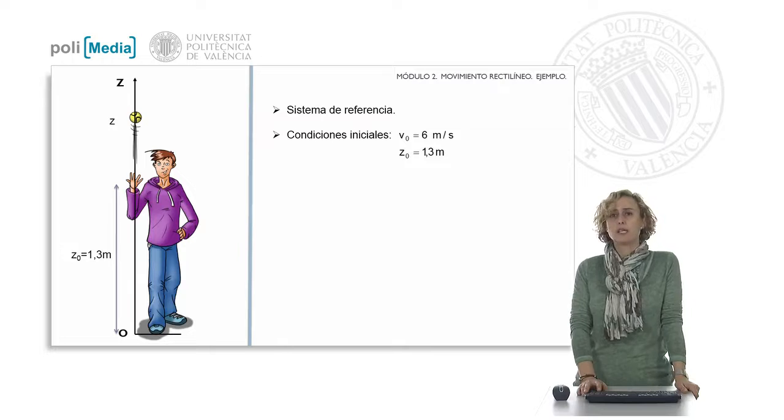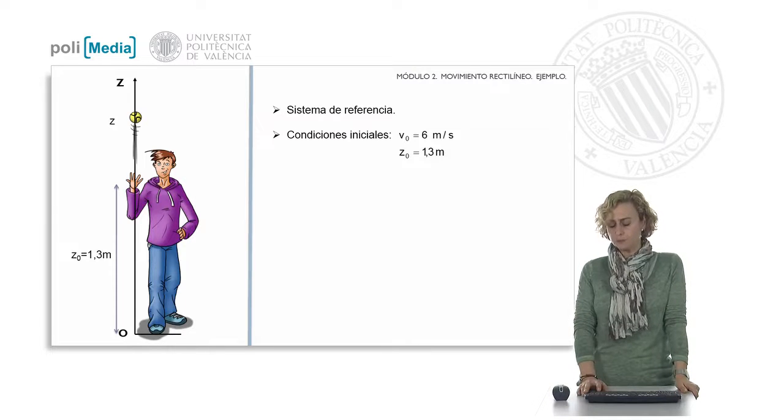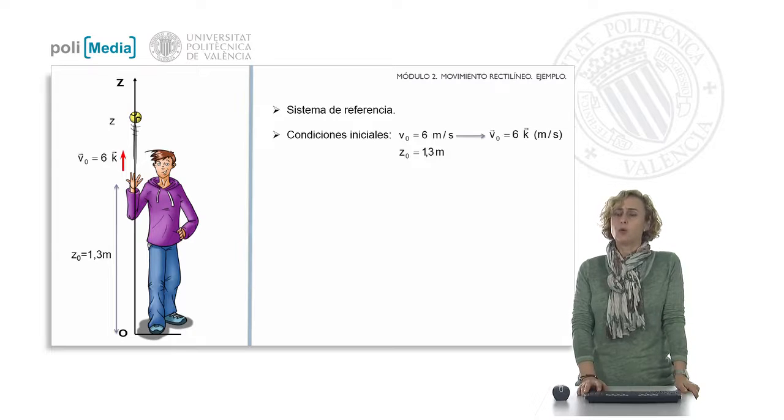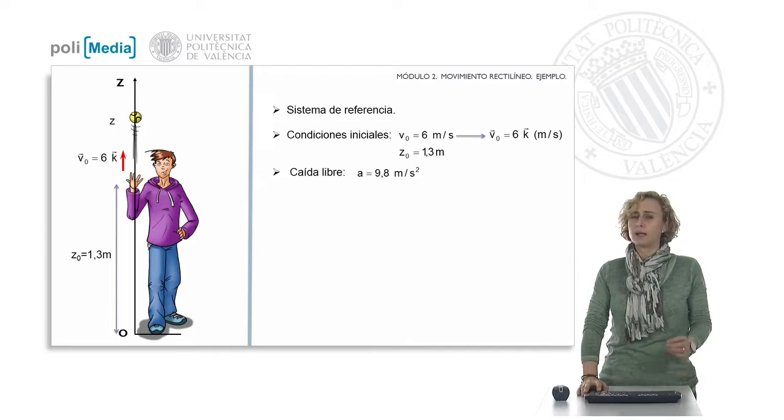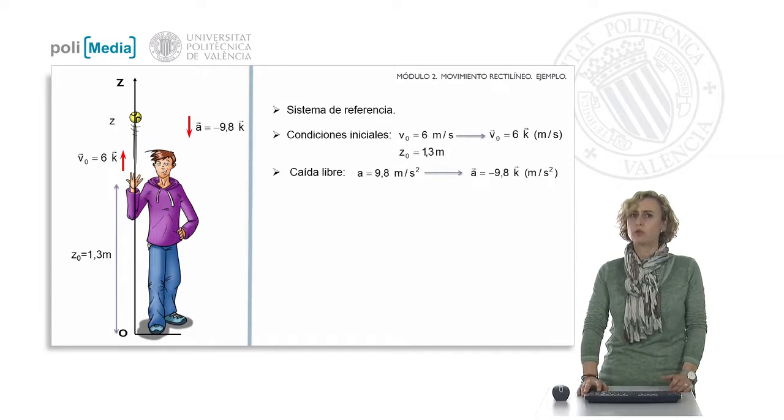Since the velocity is a vector quantity, we will have to express it as such, and therefore v sub 0 will be 6 k meters per second. We must take into account that the ball will be subjected at all times to the acceleration of gravity, which we all know is 9.8 meters per second squared. With the choice of axis, this acceleration, we will express it as minus 9.8 k.